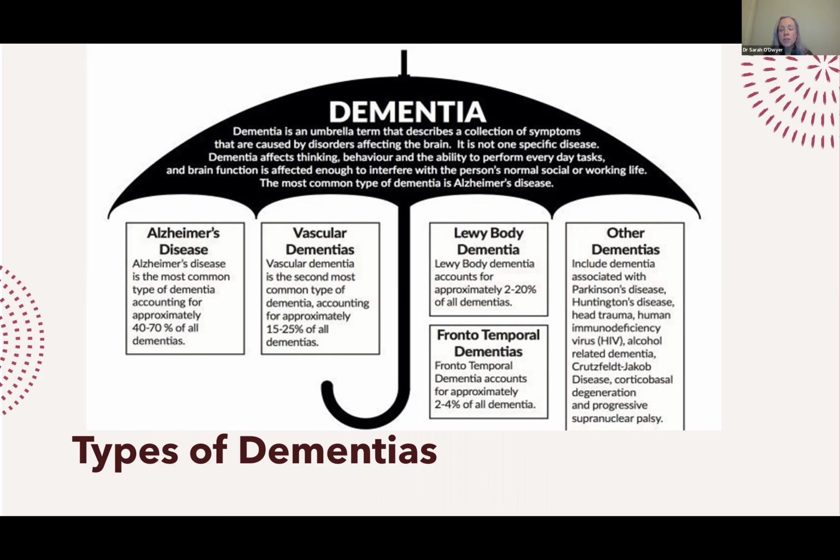So the most common type is Alzheimer's. The second most common is vascular dementia. You then have Lewy body dementia, which overlaps with Parkinson's dementia, which I'll talk about. And then you have frontotemporal dementia. And then there's a lot of other dementias that are secondary to other neurological conditions, such as Huntington's disease, HIV infection, alcohol related. You've got CJD, lots of other very rare forms of dementia that can also present, but we won't focus too much on those because they're kind of more on the rarer end of the spectrum.